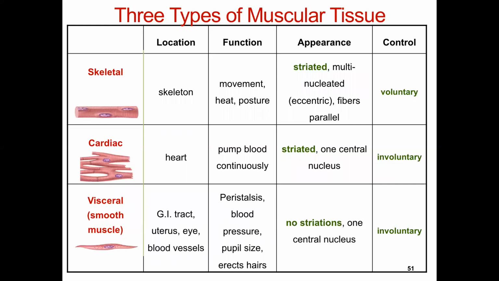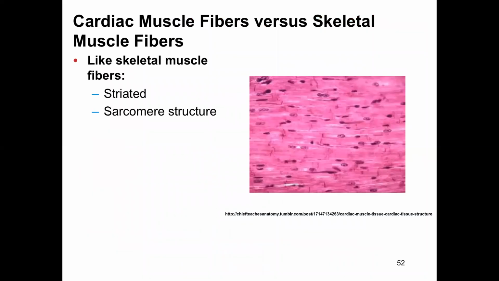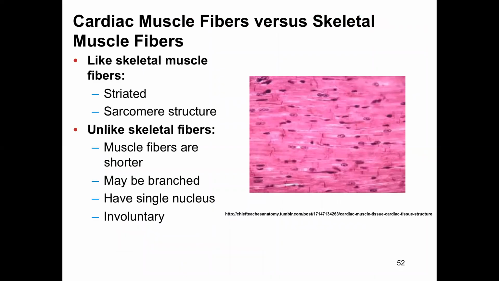Skeletal muscle is voluntary, but cardiac and smooth are involuntary. So now let's look at a little bit more detail. Cardiac muscle fibers versus skeletal muscle fibers. How are they similar? Well, they're striated, which means that they have a sarcomere structure. But unlike skeletal muscle, the muscle fibers are shorter. They've only got one nucleus. They may be branched, and they're involuntary, okay?